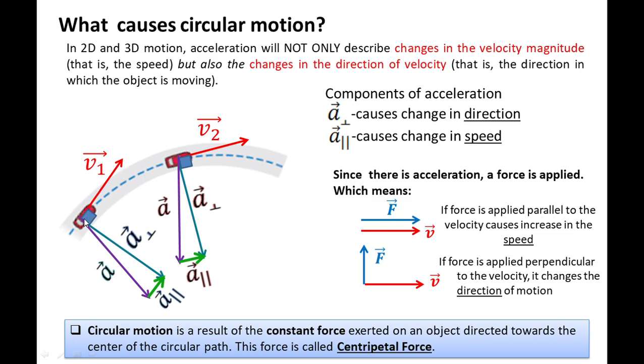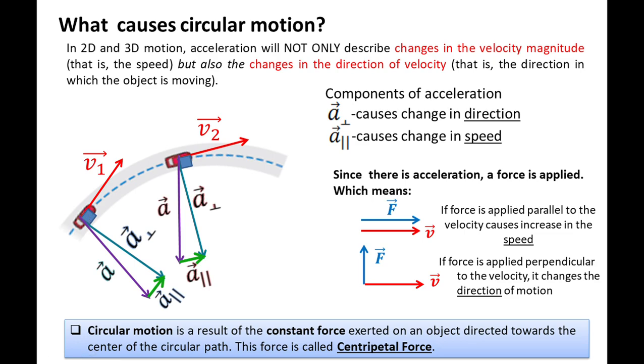Say, for example, this is our moving object here. At this point, it has a velocity pointing towards that direction. So if we have a force applied to this object in that direction, that force will cause a parallel acceleration, which will cause a change in the speed of this object. So it will speed up.